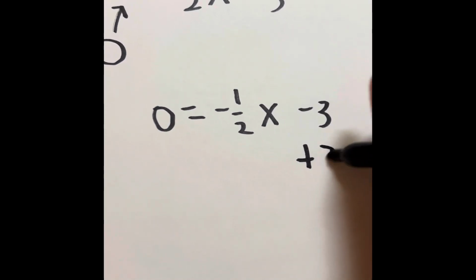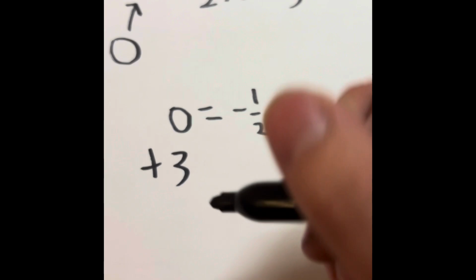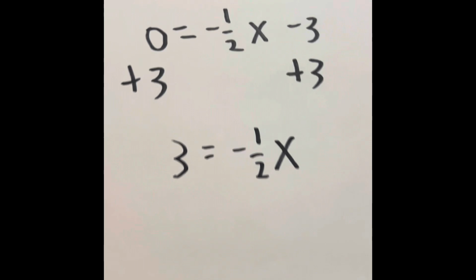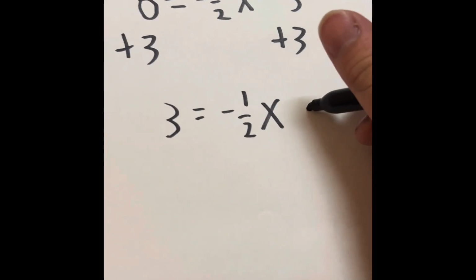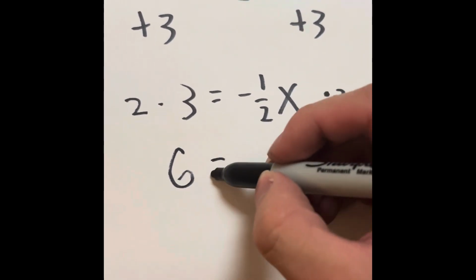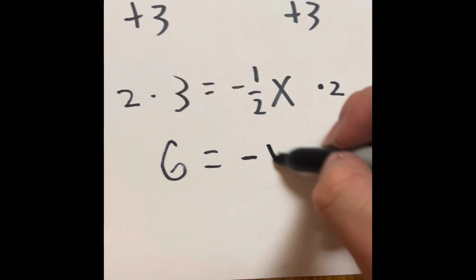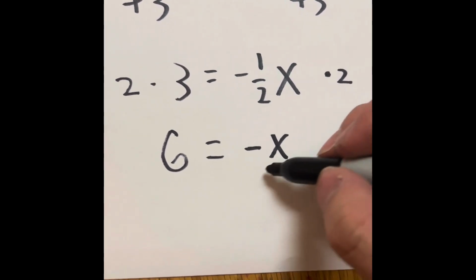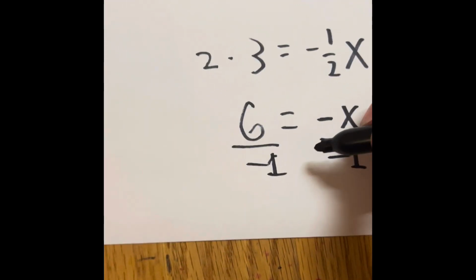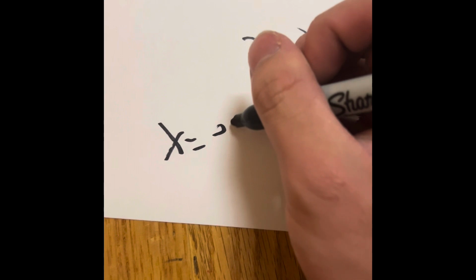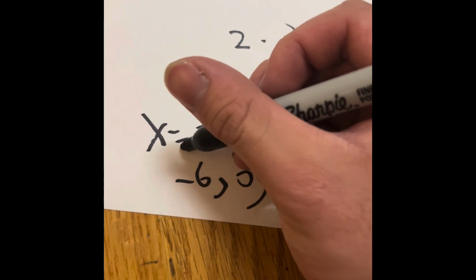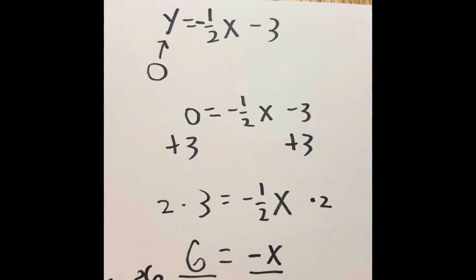We have to add 3 and add 3 on this side. So 3 equals negative 1 over 2x. What can we do? If we multiply this side by 2, and multiply this side by 2, we get 6 equals negative 1x, or just negative x. We're still not done yet. We have to divide by negative 1 and divide by negative 1, and we get x equals negative 6, or negative 6, 0. So that is going to be a point in this one right over here.